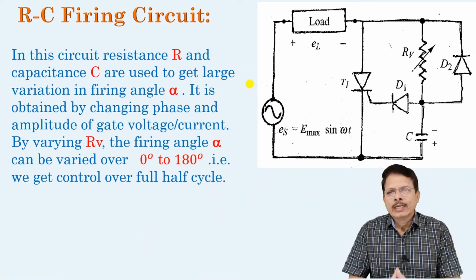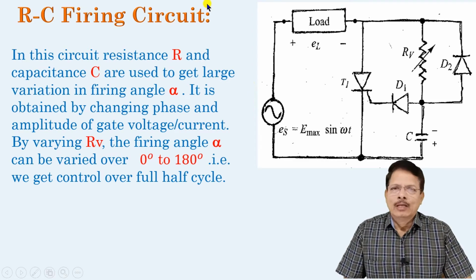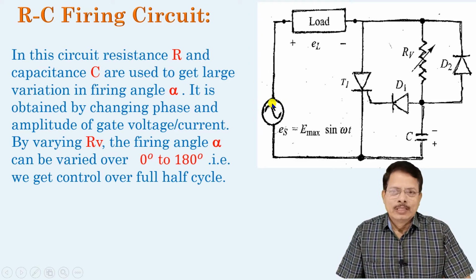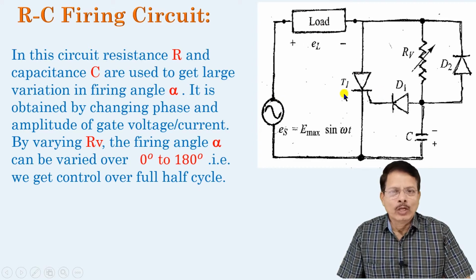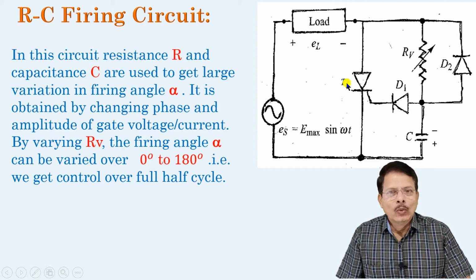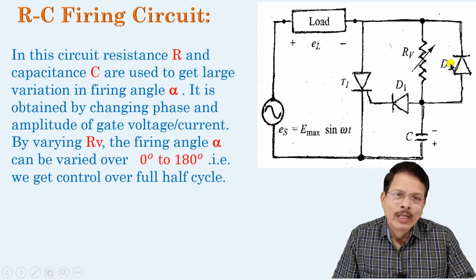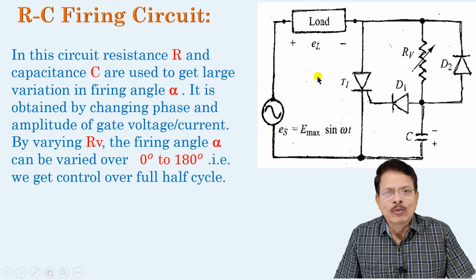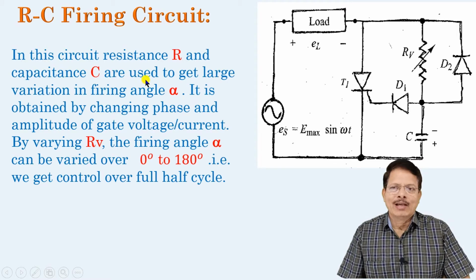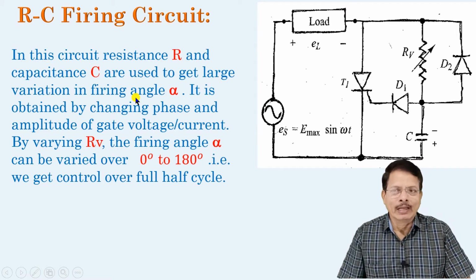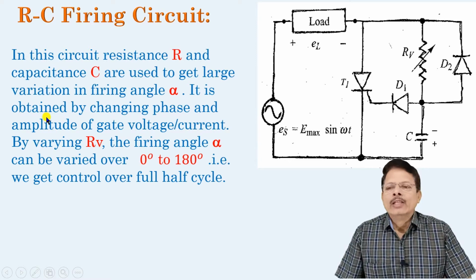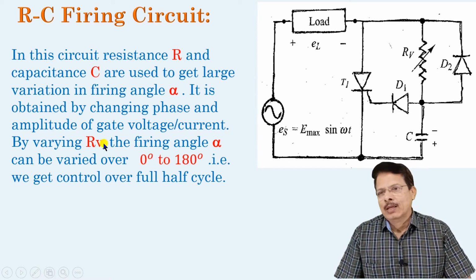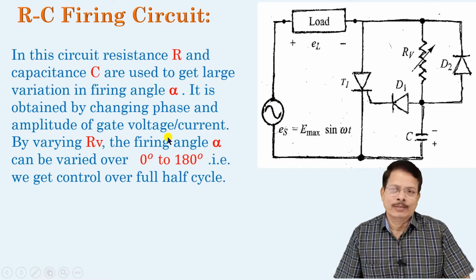Remember that the firing or triggering circuit is the same. Now look here, what is the change? This is the AC source, the load as it is, only one SCR, and the connection is the same. The only thing is that we have removed this R minimum resistance, and we have introduced this capacitor and this diode D2, and we get a very interesting property here. In this circuit, resistance R and capacitance C are used to get a large variation in firing angle. How do we get this? It is obtained by changing the phase and amplitude of the gate voltage and current.